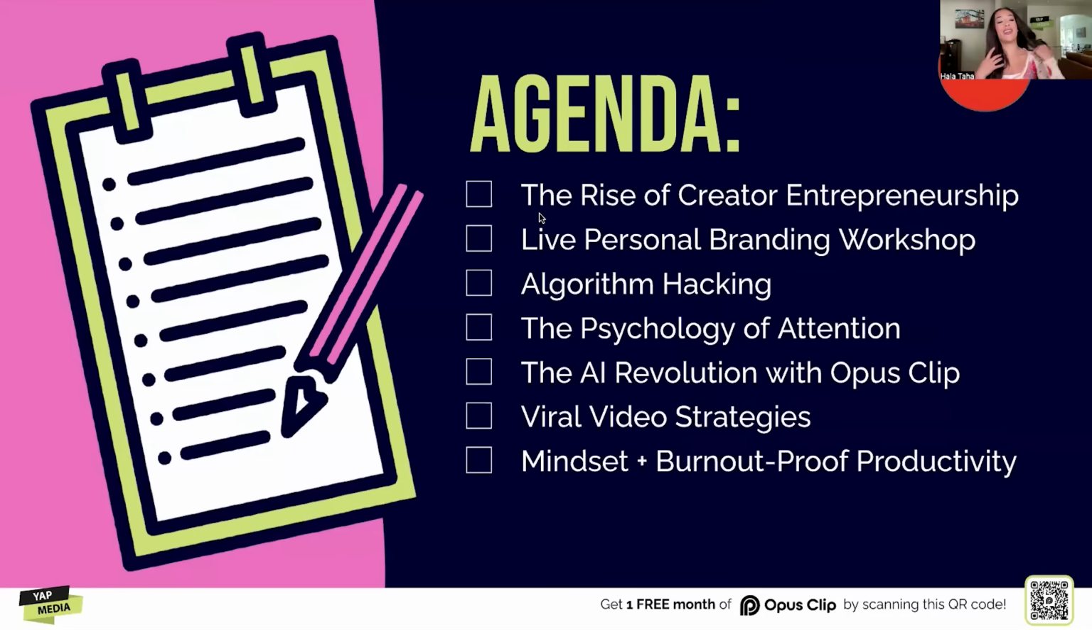So today's agenda, we are going to be talking about the rise of creator entrepreneurship, what the opportunity is. We're going to have a live personal branding workshop. We're going to go through algorithm hacking. Essentially, I have come up with the keys to cracking any algorithm in 2025 because they're all starting to become the same type of algorithm. We're going to talk about that. We're going to talk about the psychology of attention, the AI revolution with OpusClip. We're going to do a live OpusClip demo with Connor, video viral strategies, and then we're going to talk about mindset, burnout-proof productivity. The mindset section, I think, is my favorite section.